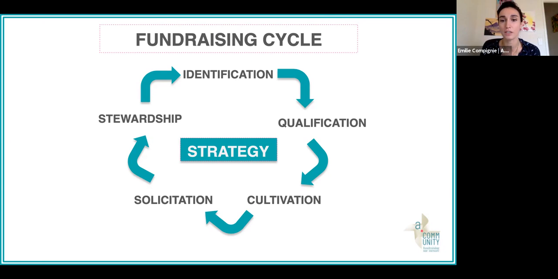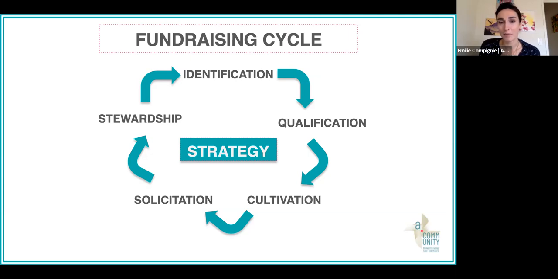The third stage is cultivation. It's been mentioned already in your introduction. It's how to build a relationship of trust with organizations or individuals you would like to request funds from. It's really how you are going to start a discussion, how you are going to catch the interest of the donors, so that potentially when you make an ask, you have more chance to be successful.